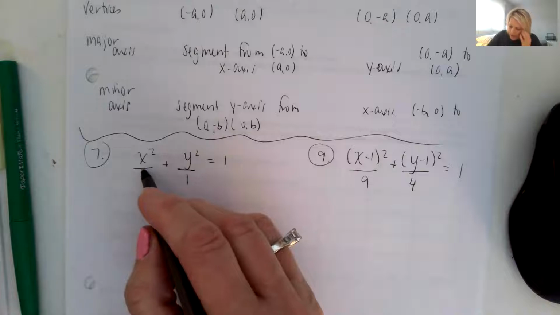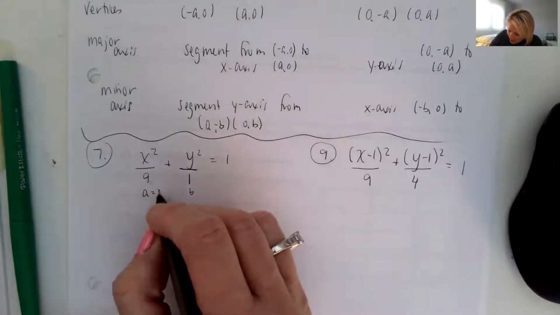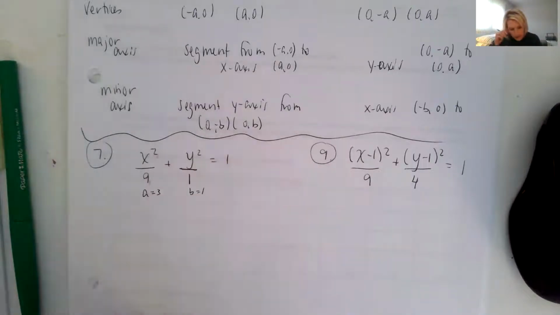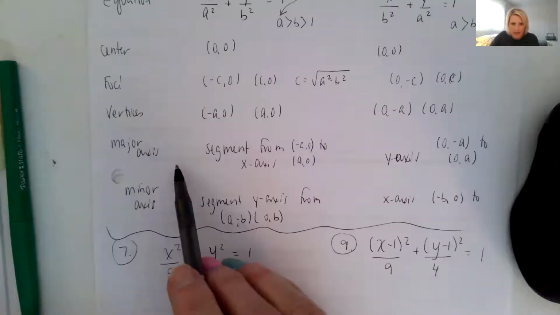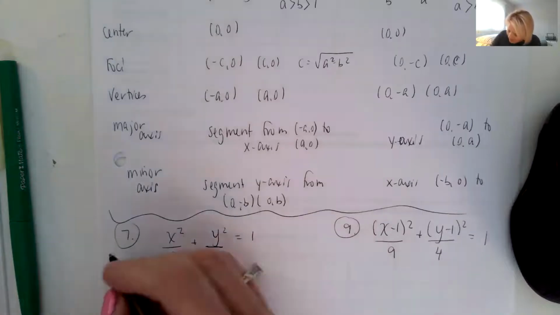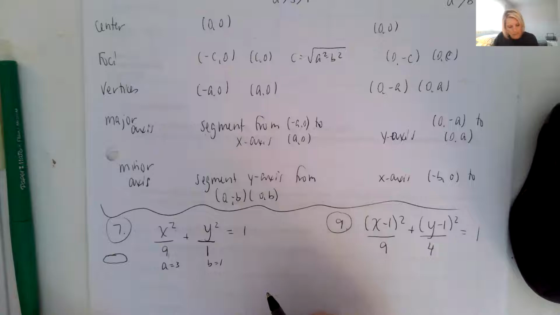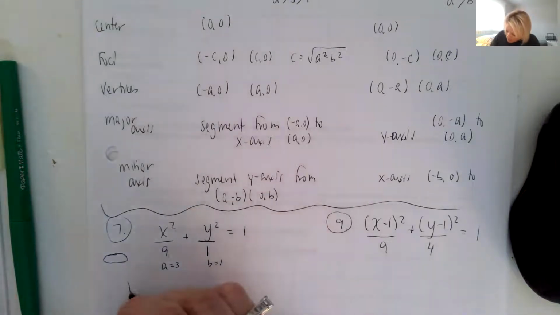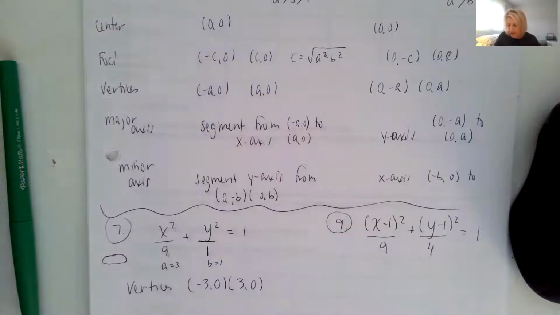Because this is a squared and this is b squared, a must be equal to 3 and b must be equal to 1. Because this one is the bigger one, it must be this shape here. It's elongated on the x. The x-axis is the major axis. So it's going to be something like this. And because a is 3, our vertices are at negative 3, 0 and 3, 0. So that will help us choose which one is which.